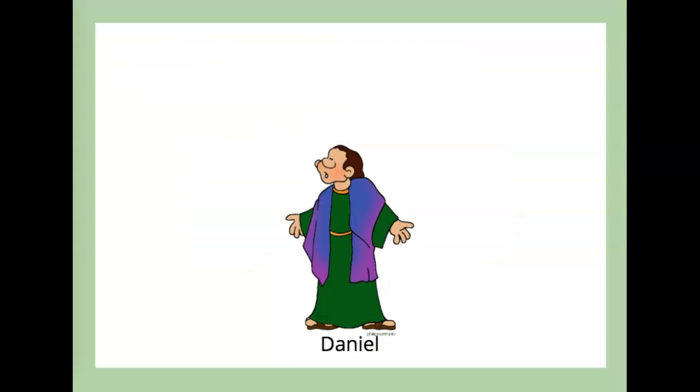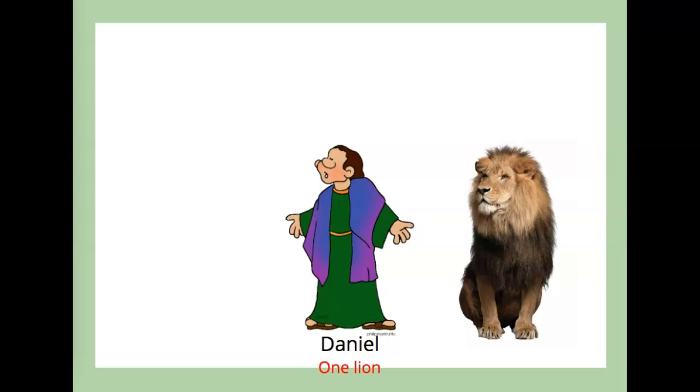In our Bible lesson, we are learning about Daniel. We already know from the video we watched a couple of weeks ago that soon Daniel will be thrown into the lion's den. If in the Bible it says that there was only one lion in the lion's den, how will it look? It will look something like this. One lion.